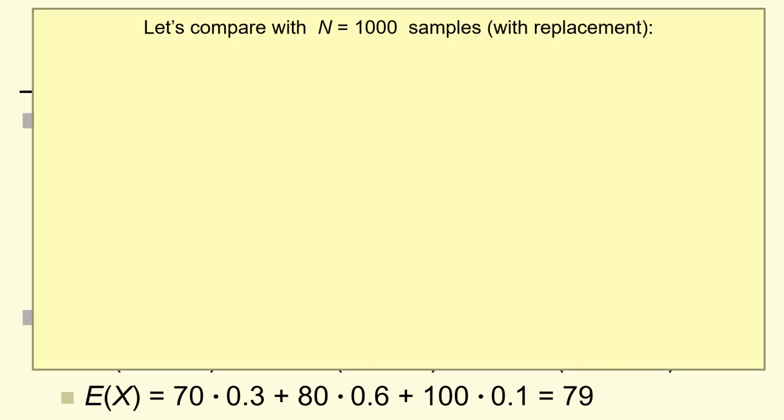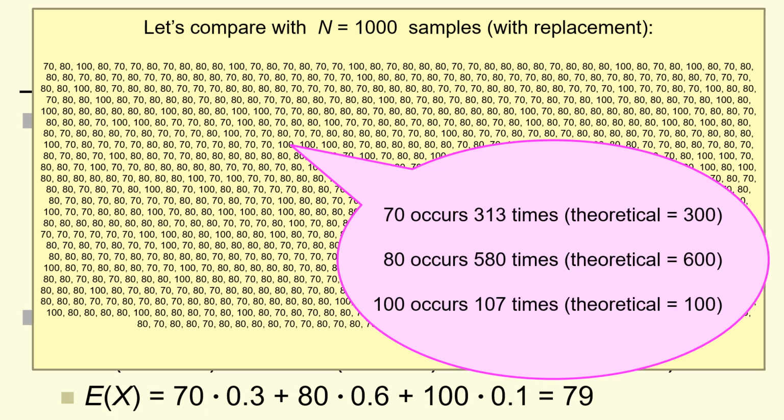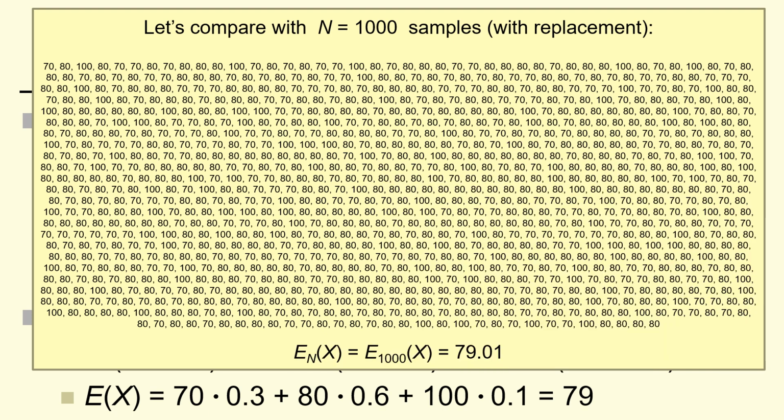But let's take 1,000 samples. Notice we couldn't even do that unless we had replacement. So we sample and pull out a student, look at their score, put them back in, sample again, put them back in, and we do that 1,000 times. And here's the result. 70 occurs 313 times versus a theoretical expectation of 300. 80 occurs 580 times. 100 occurs 107 times. And the sample mean for these 1,000 trials is 79.01.